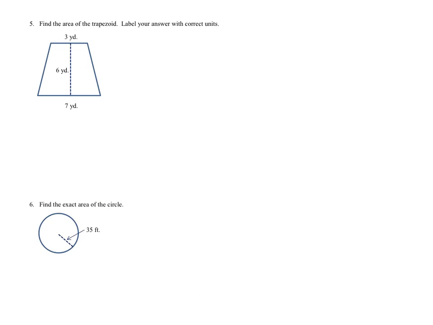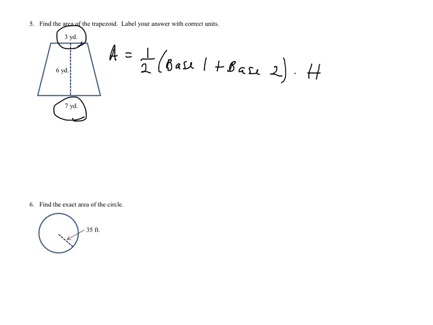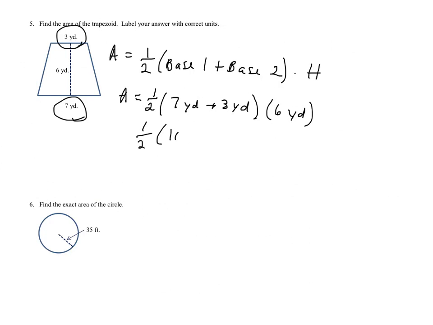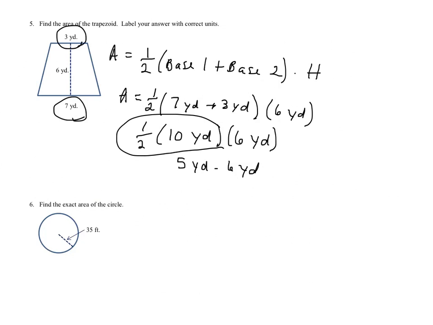Next slide. The area of the trapezoid is 1/2 base 1 plus base 2 times the height. The bases are the lengths of the parallel sides of the trapezoid. So base 1 is 7 yards, base 2 is 3 yards, and the height is 6 yards. When I add yards together, I get yards, so this will be 10 yards. So 1/2 of 10 is 5 yards. I'm just multiplying these, and then when I get my result, I'll multiply it by the 6. So I end up with 30 yards squared. Yard times yard is yard squared.